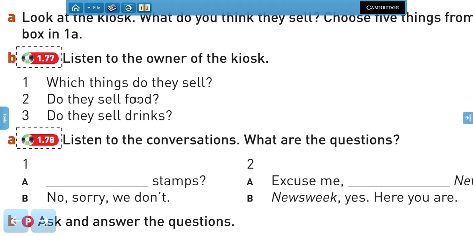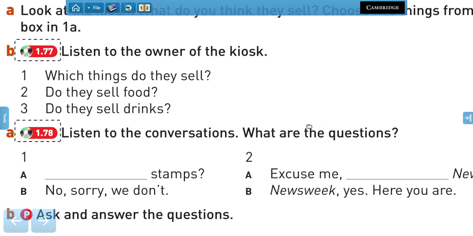Okay, so which things do they sell? Can you mention some of them? We have newspapers, magazines, postcards, sunglasses. Very good. Do they sell food, like sandwiches, for example? No, they don't, right? No, they don't sell food. But do they sell drinks? Yes, they sell drinks. For example, bottles of water, colas, and lemonades. Very good.